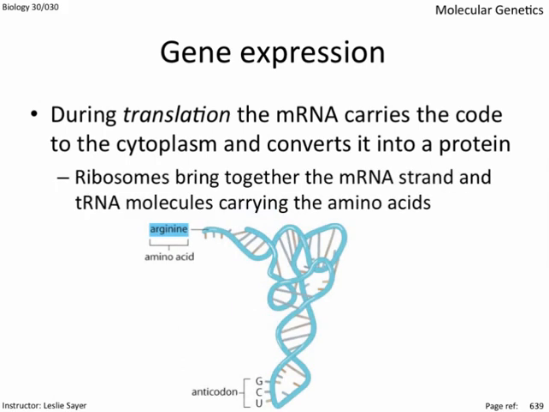Ribosomes bring together the mRNA strand and tRNA molecules carrying the amino acids. The model of a tRNA molecule shown here is carrying arginine amino acid, one of the 20 amino acids humans require. At the other end is an anticodon, the 3 nucleotide combination that complements the codon on the mRNA molecule.